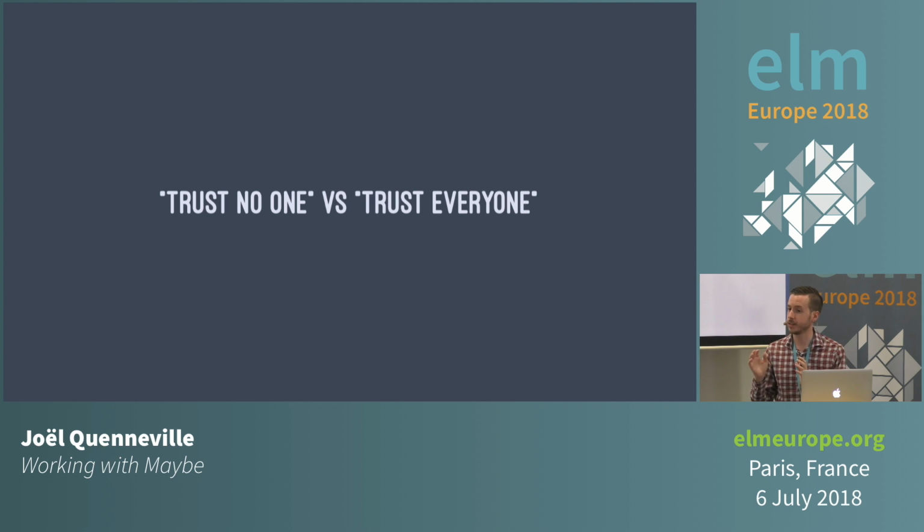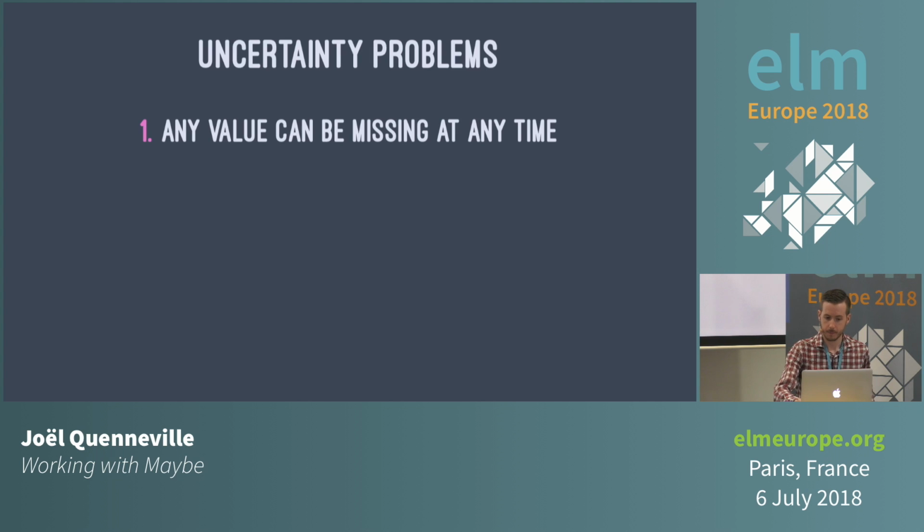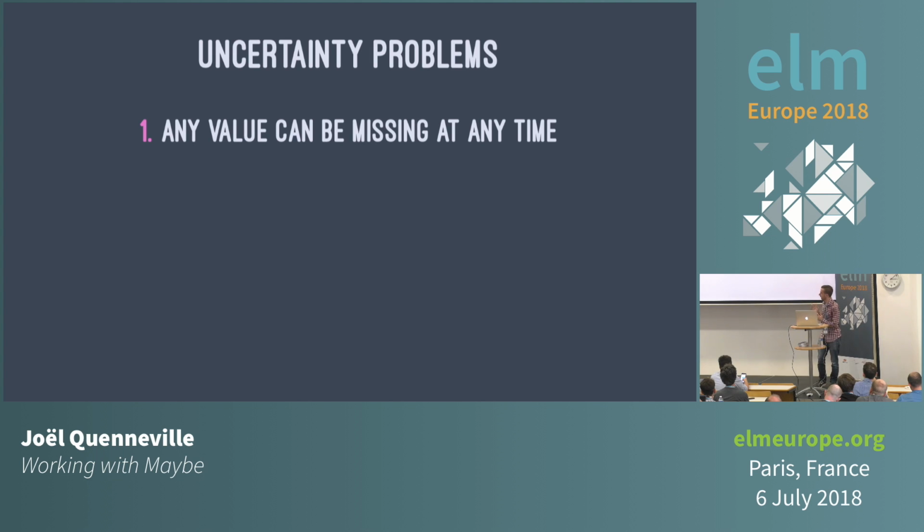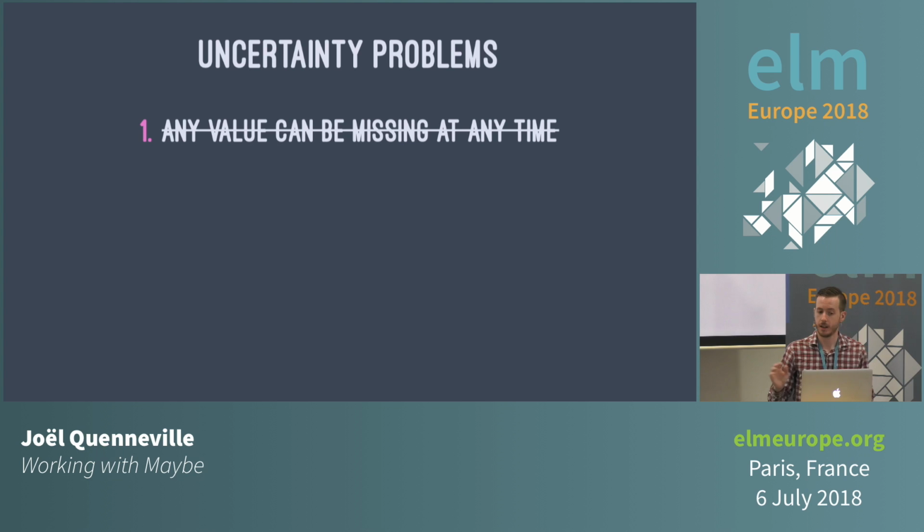Unless you've explicitly told me that this value is optional, I'm going to assume, and in fact I'm going to enforce, that this value must be present. So if we look at the uncertainty problems that we had before, the problem that any value can be missing at any time, well, we fix that just by using Elm. We get that for free by using the language. But there are more issues.